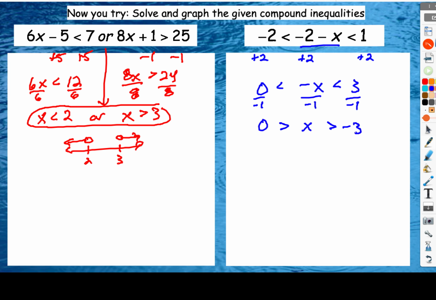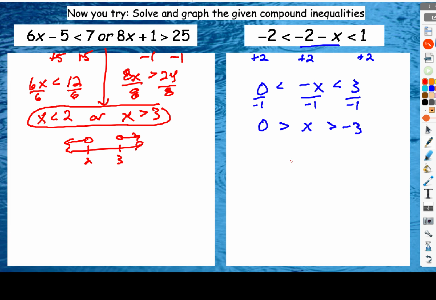And doesn't it make sense? 0 is greater than x, which is still greater than -3, right? Isn't 0 always greater than -3? If you read that as one big long statement, 0 is greater than -3. Well, that makes sense. Now, because we flipped that all around, graphing gets a little bit tricky.